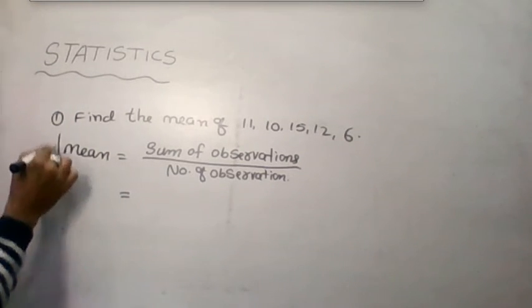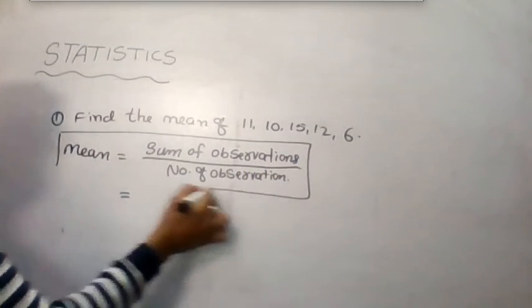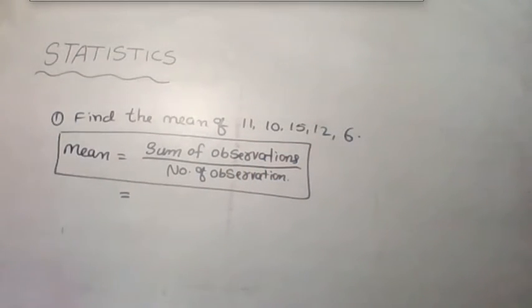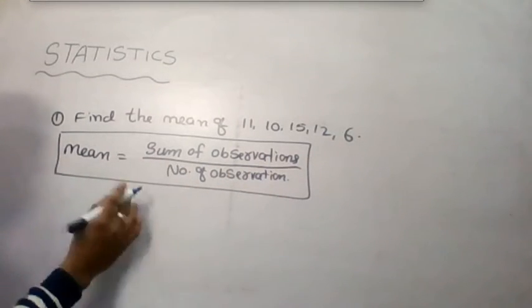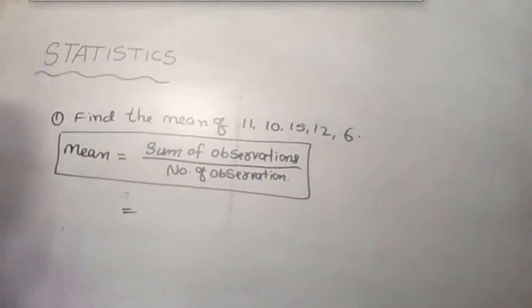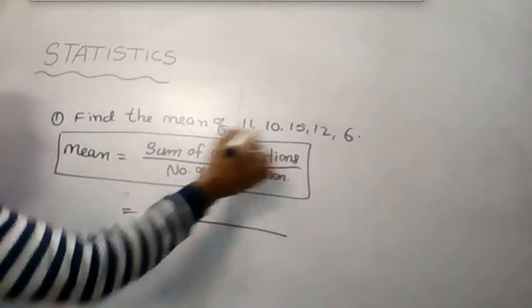Just write the formula and highlight it. This will be highlighted. Now, mean is equal to sum of observations by number of observations. Now substitute that.